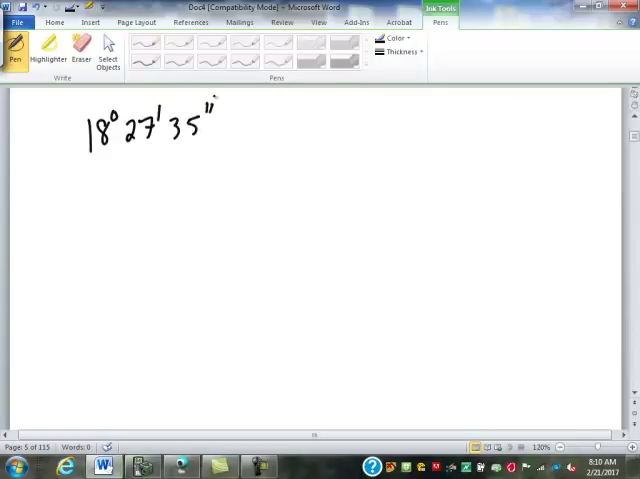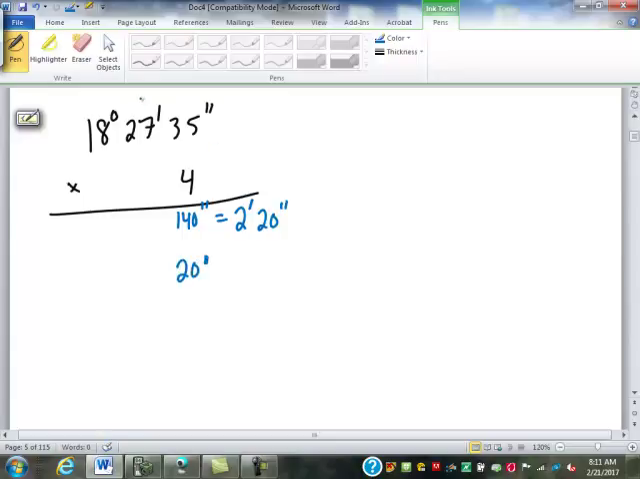So let's say we have 18 degrees, 27 minutes, 35 seconds, and we're going to multiply that by 4. Well, 35 times 4 is 140 seconds. Now, it takes 60 to carry. 60 goes into 140 twice, so it's 2 minutes. 2 times 60 is 120, so there's 20 seconds left over. So keep the 20 seconds here, and we're going to carry that 2 minutes.